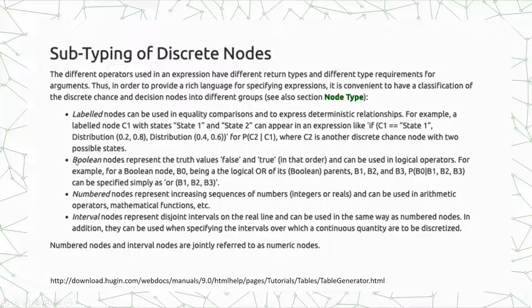So let's start with the second one here. Boolean nodes are nodes that represent truth values, false and true. So these types of nodes have two states. The first one is interpreted as false, the second one as true. Numbered nodes are nodes that represent increasing sequences of numbers, and these can be integers or reals. Interval nodes represent disjoint intervals on the real line, so these are the types of nodes we'll use in discretization. And then we have the last type of node, which we call label nodes. That's all nodes which are not Boolean, numbered or interval, where the states of the nodes are simply interpreted as labels.